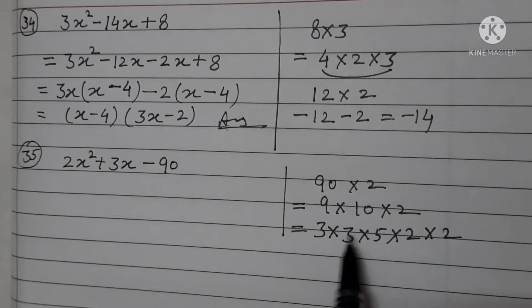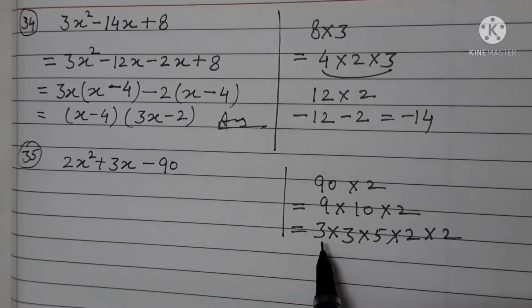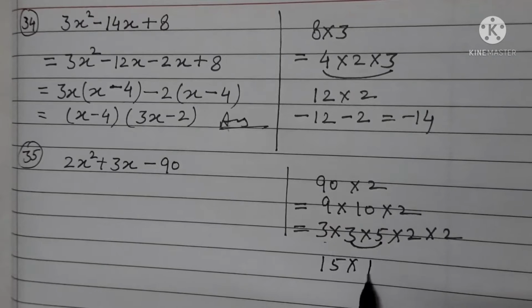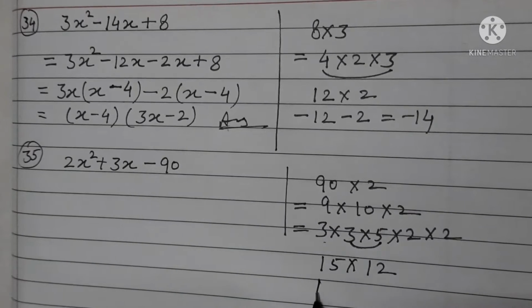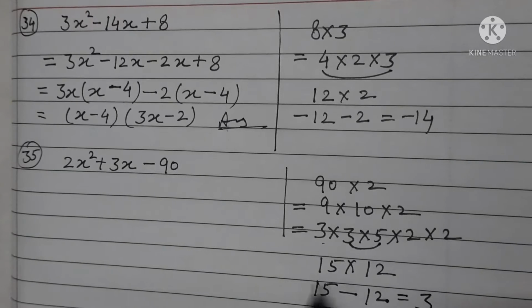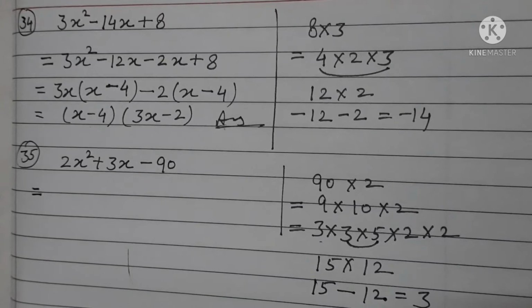Now check, taking two parts: 5 3s are 15, and 2 2s are 4, 3s are 12. So this and these 3. So 15 and 12, you can write 15 minus 12, get 3. Use it here and solve the question and get the answer.